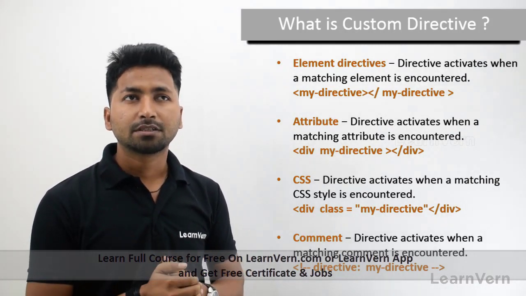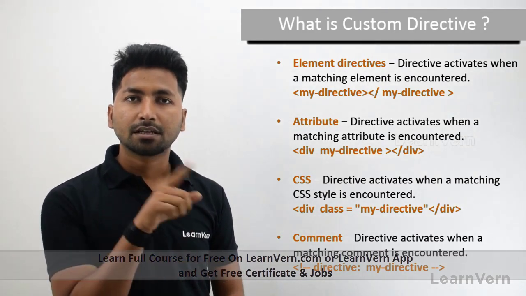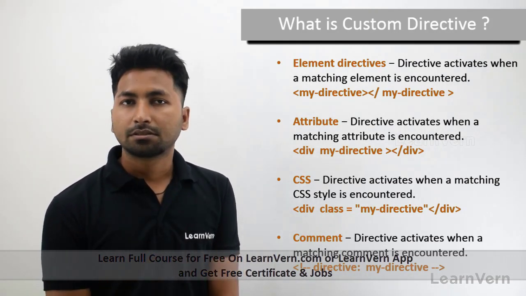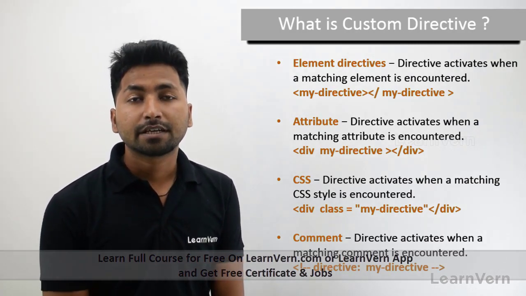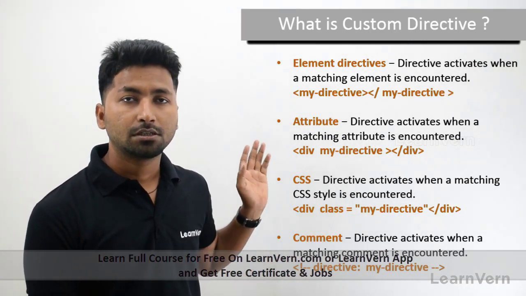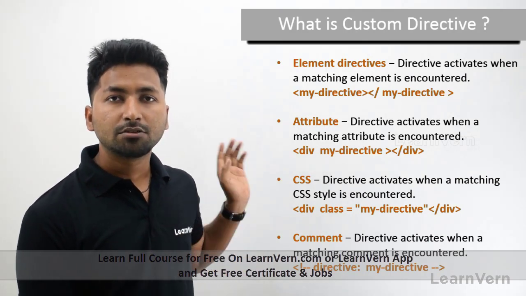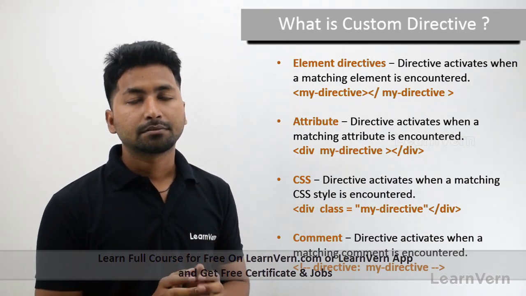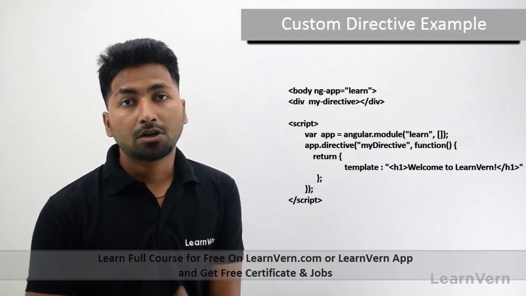So my first type is the element type. You will create a tag, meaning an angle bracket, within that you will write your directive name, and then close that tag. In this manner you can create a directive as an element in your HTML. Here you can see I have shown you how to write an element directive. If you want to use it as an element, you have to follow this code.